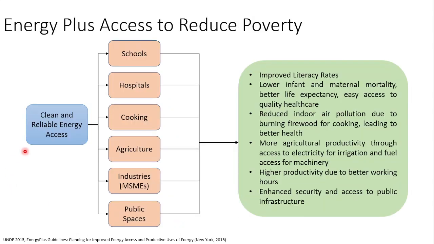So how does this work? You're providing clean and reliable energy access to schools first. So what will happen if you provide this to schools? You have improved literacy rates, right? If you provide it to hospitals, you will have lower infant and maternal mortality, better life expectancy, and easy access to quality health care. If you don't have energy access in hospitals or clinics, then it's going to be really hard. You may have to travel to the nearest town or nearest city to get quality health care, right? And you want to avoid that.